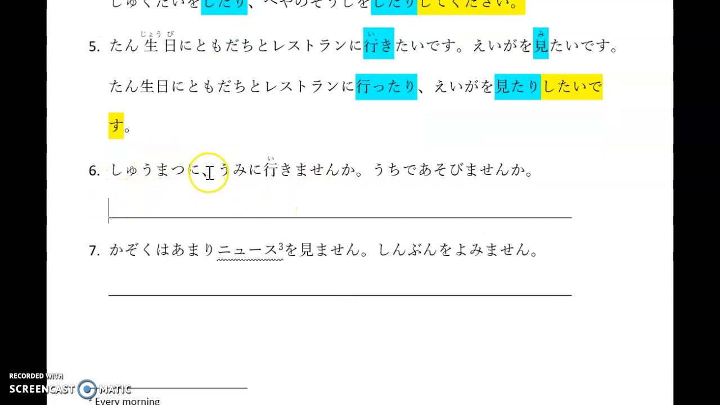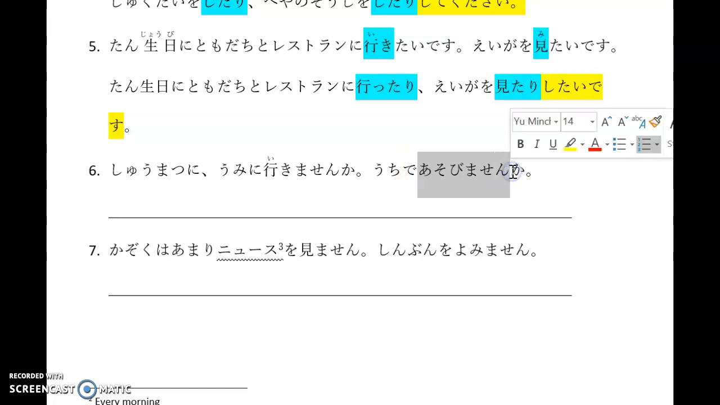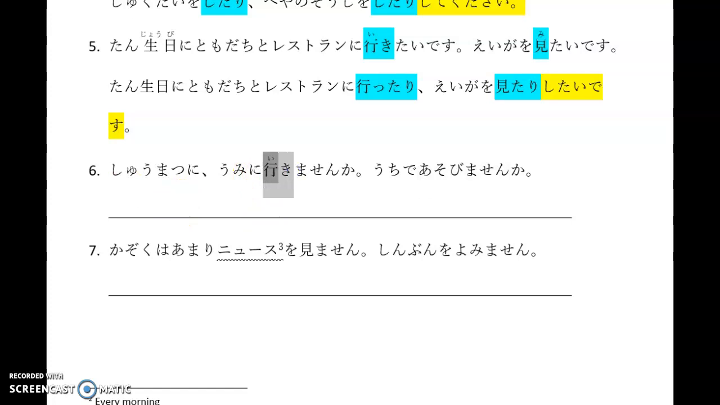Alright, number 6. 週末に海に行きませんか? うちで遊びませんか? So on the weekend, would you like to go to the beach? Would you like to play at home? Or would you like to hang out at home? Okay, so that's more accurate translation. So there are two actions, which is ikimasu, even though it's in the masen form, let's not worry about it as yet. And the next one is asobimasu.